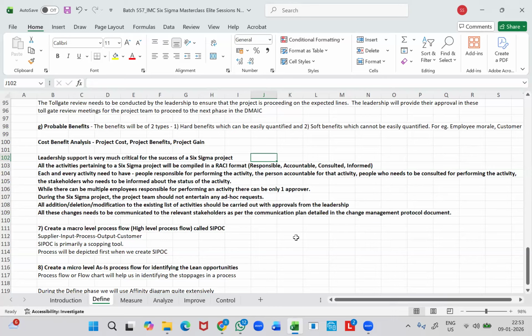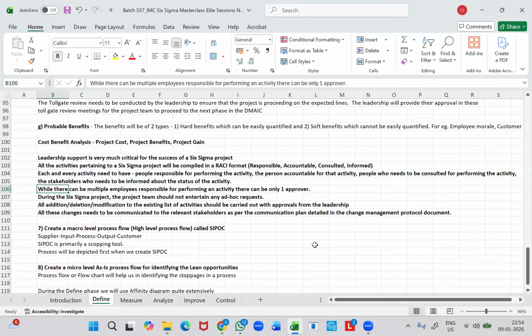So for each and every activity, we will have the people responsible for carrying out that activity, the person who is accountable for that activity, the people who needs to be consulted for performing that activity, and finally, the list of stakeholders who are supposed to be informed about the status of that activity, right? So this is what we would compile in a RACI format. While there can be multiple people who would be responsible for performing that activity on the ground, there can be only one approver. Again, there will be a question on this, right?